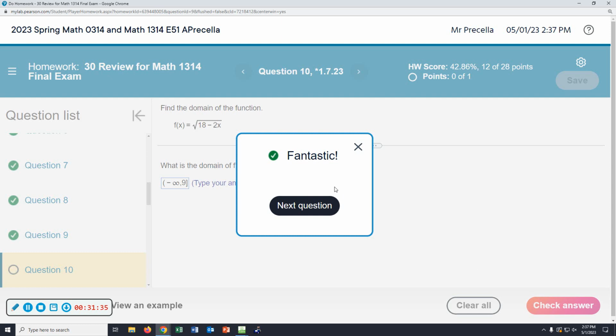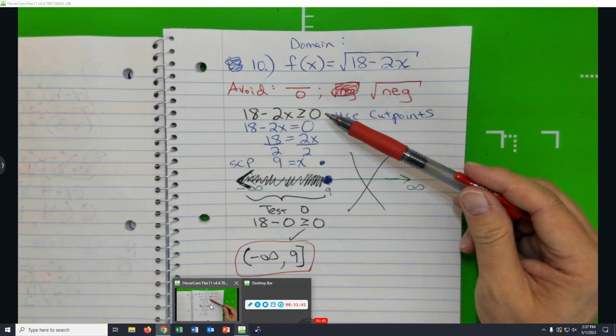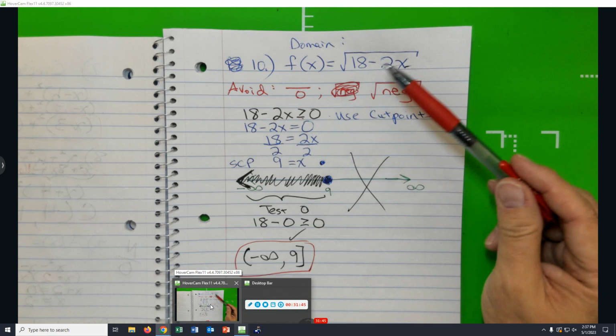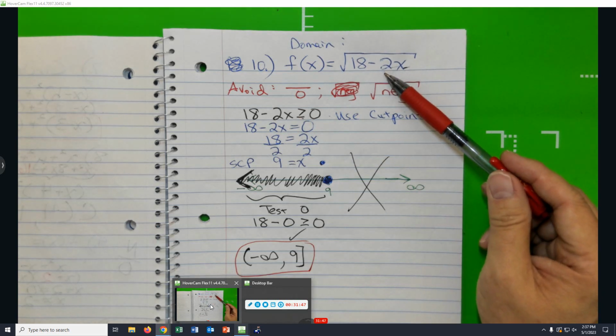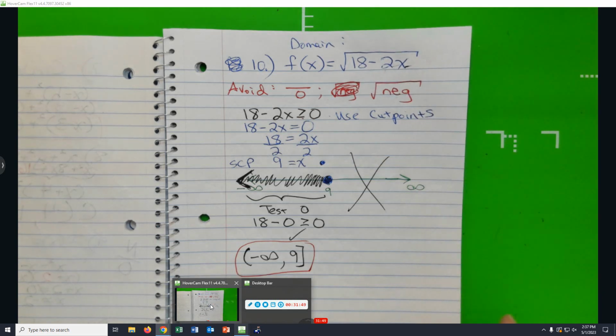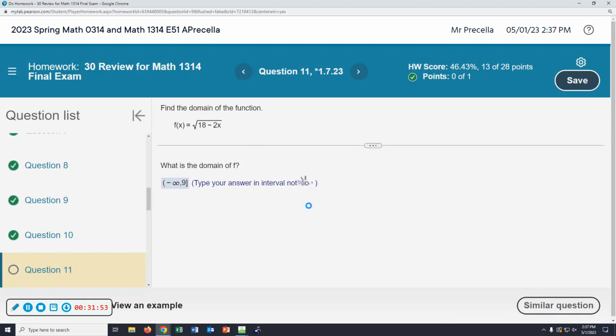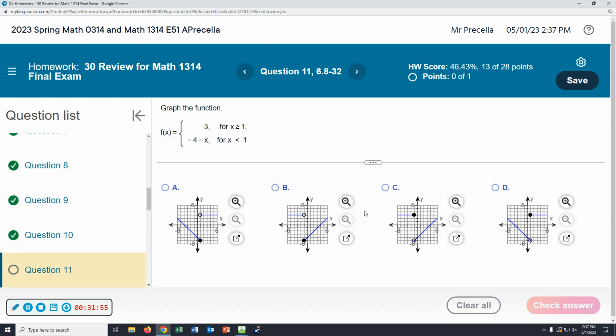For the domain of square root functions, I set up a cut point problem. The thing under the radical is greater than or equal to 0 if the thing isn't in a denominator. Okay, two domain problems is enough. Okay. Number 11.